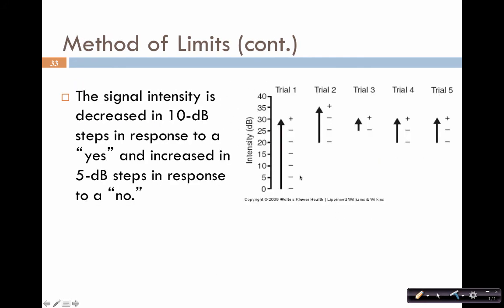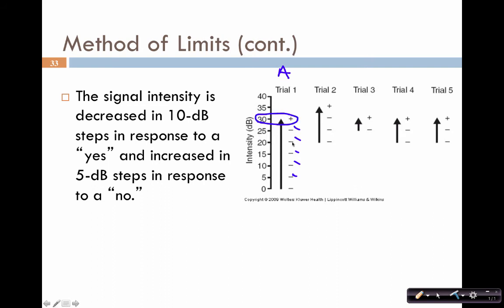So in this particular task, and now we see a little bit better alignment here, we start with, again, an up arrow, so this is showing ascending. So these are all ascending trials. And so what we see here is that we start at 0 dB, no response, 5 no response, 10 no response, 15 no response, 20 no response, 25 no response. Finally at 30, the person responds.